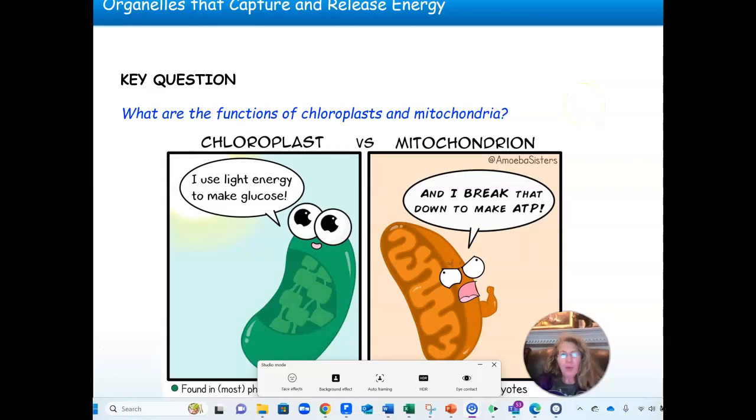Now we're going to talk about organelles that capture and release energy. A lot of people have this mindset of comparing the plant and the animal cell and that they can only have one and not the other.